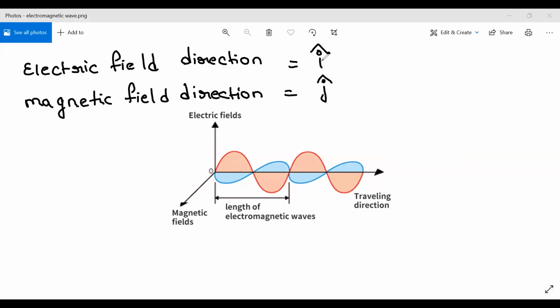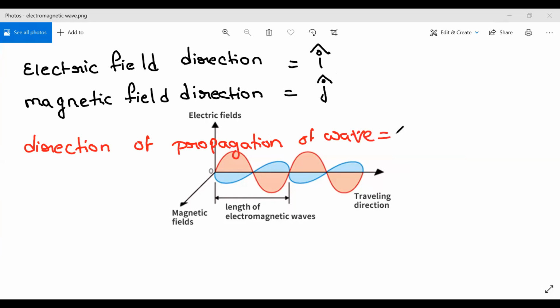So suppose we don't know the direction of propagation of the wave. Is it clear? We want to find the direction of propagation of the wave. So what is the formula for the direction of propagation of the wave?